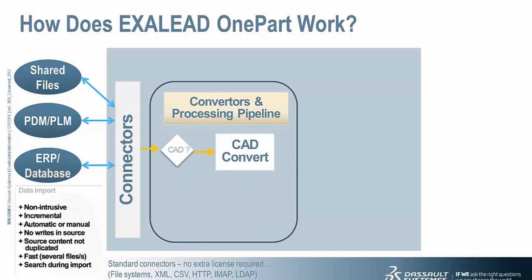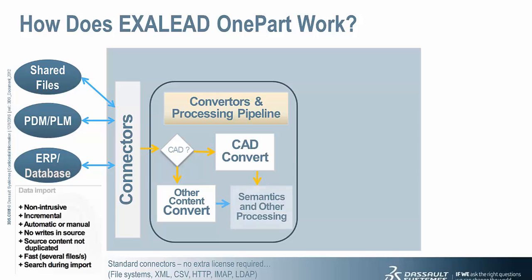If it's CAD related, we have a special CAD converter that does a shape signature for doing geometric shape search. If it's other kinds of content, such as Word, PDF, Excel spreadsheets, etc., we go through a different converter. All of this then runs through our very powerful semantic engines and other pre-processing to enable us to then store this inside of the search index.